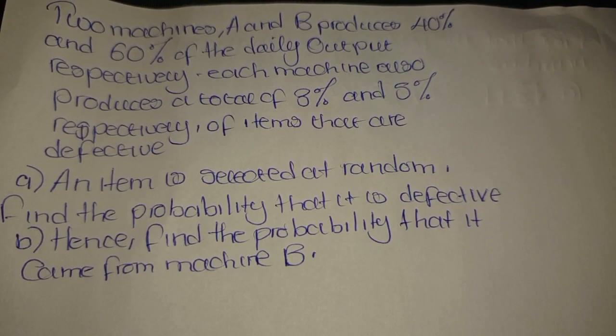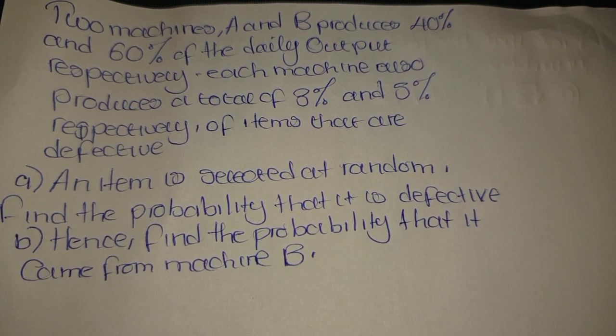So today we have one interesting question which reads to say, two machines A and B produce 40% and 60% of the daily output respectively. Each machine also produces a total of 3% and 5% respectively of items that are defective. So the first question tells us to say an item is selected at random. Find the probability that it is defective.